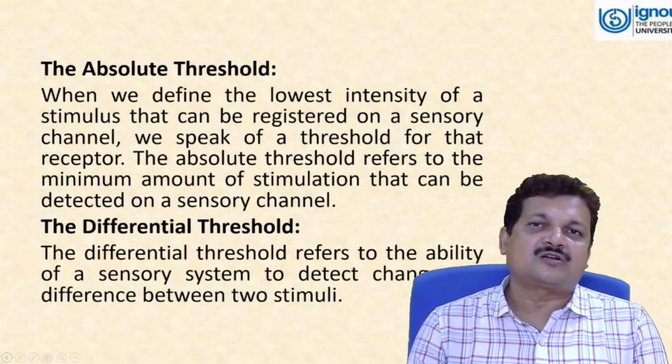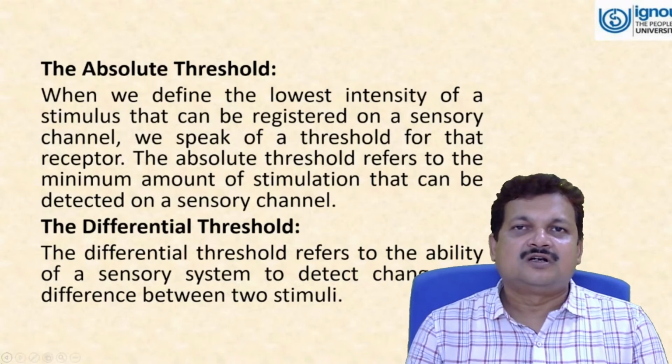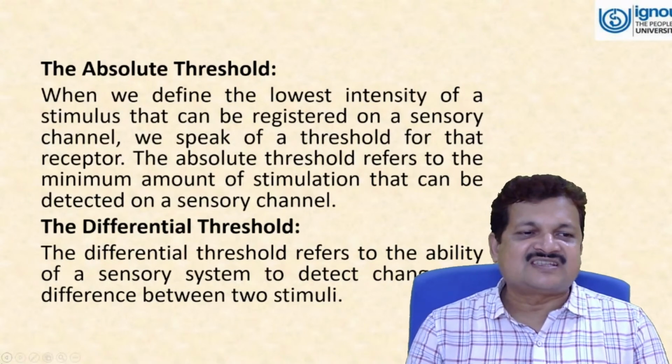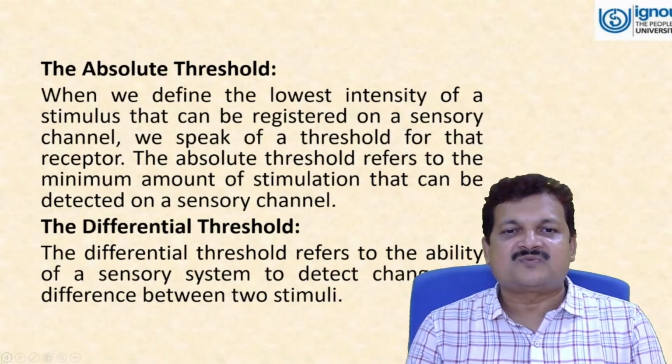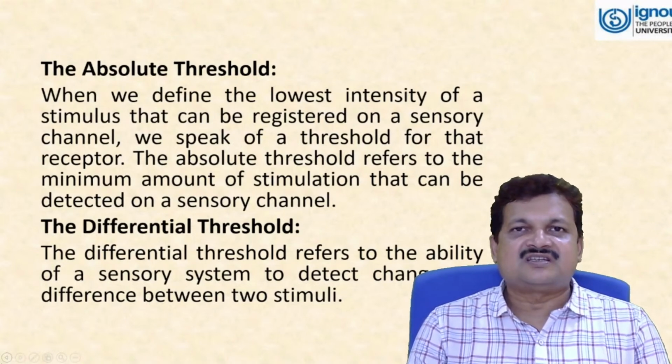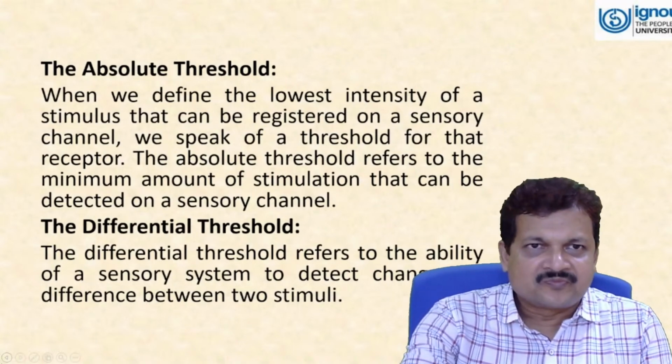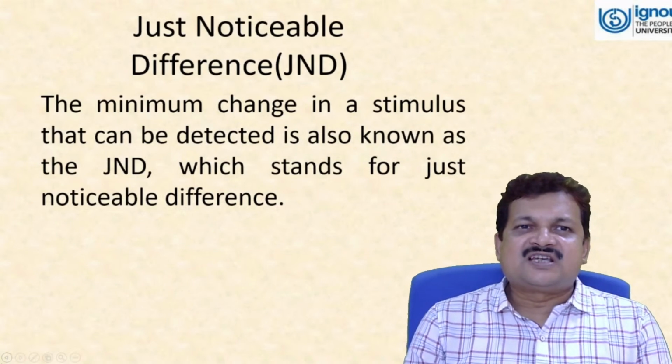If I talk about the same case in salt, all the salt colors might be the same. In that case, if the packaging is maintained, then you can say that is the differential threshold, by which you can say this is Tata salt, this is another brand, Annapurna salt, like that you are able to do that. Just noticeable differences.